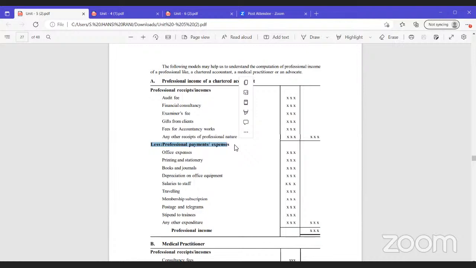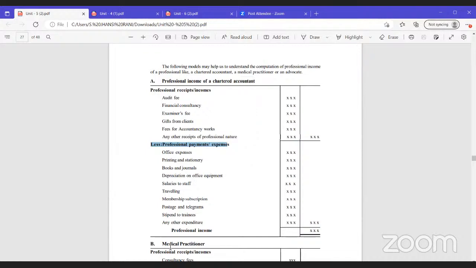And whoever is a chartered accountant student, after intermediate, that is professional course 1, they have to do articleship of 18 months under a chartered accountant. So stipend to trainees will be paid, or any other expenditure that is related to chartered accountancy.